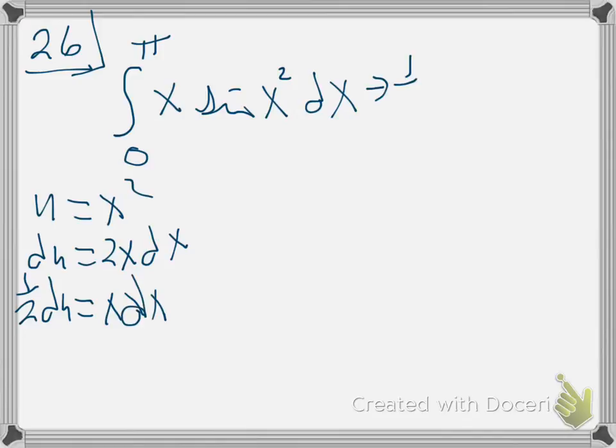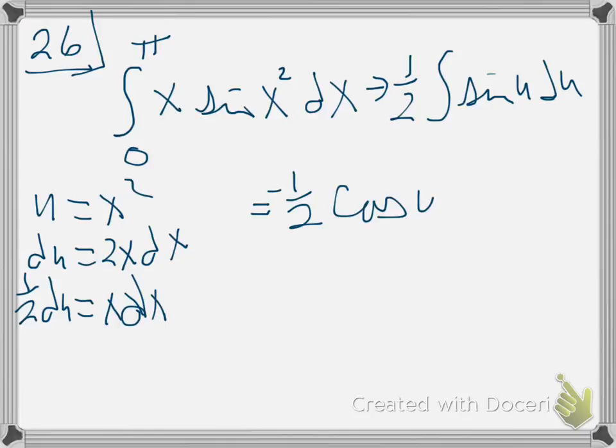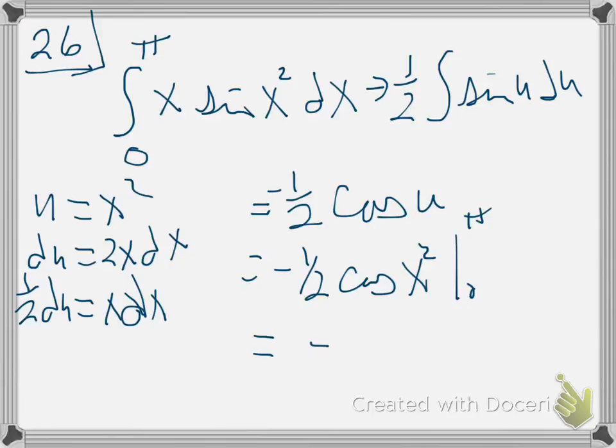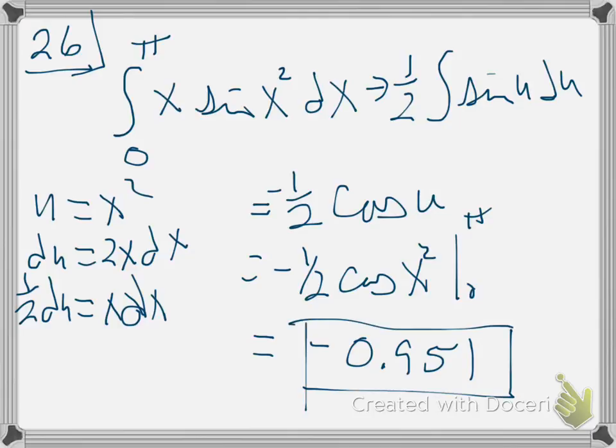So this thing becomes 1/2 the integral of sine of u du, which is negative 1/2 cosine u, which is negative 1/2 cosine x squared from 0 to pi. And again, this is another one where I get my calculator out and I got negative 0.951. Okay. And again, I'm willing to be proven wrong on that one.